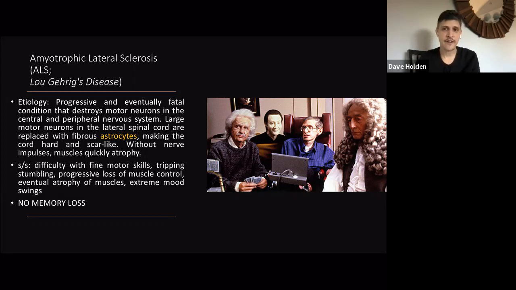But remember, guys, the diaphragm is also a voluntary muscle. And so ultimately what will happen is as you lose motor control, you will lose motor control of your diaphragm and the muscles for breathing. So you won't physically be able to breathe on your own, and that's usually in the end stage.